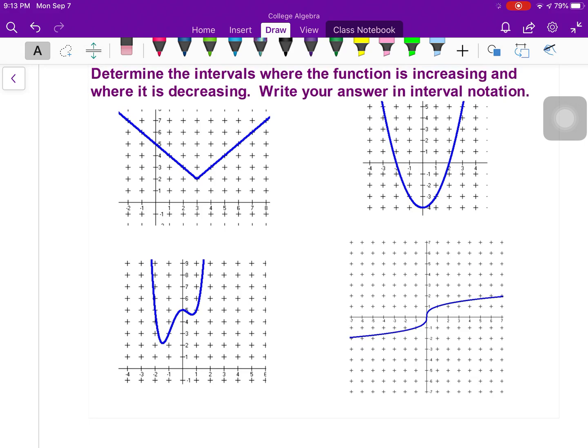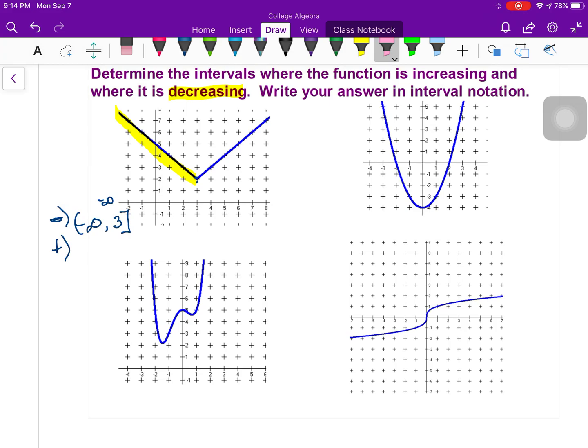Last, we will talk about where the function is increasing and decreasing over what intervals in interval notation. So as I start from left to right, I see that this function is decreasing to that point. So I'm going to write down decrease, increase. So it is decreasing from negative infinity to this point of 3. And since that is a point on the graph, the 3 will be included, but infinity cannot be included.